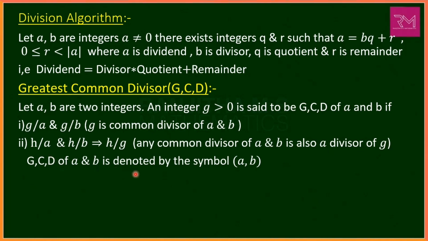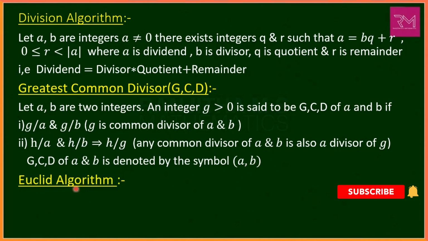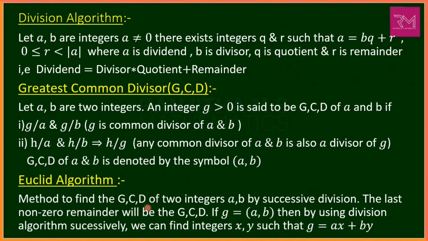Here GCD of a and b is denoted by the symbol open bracket a comma b. In arithmetic, (a, b) is nothing but the GCD of a and b. Next we shall study Euclid algorithm. Here Euclid algorithm is a method to find GCD of two integers a and b by successive division.